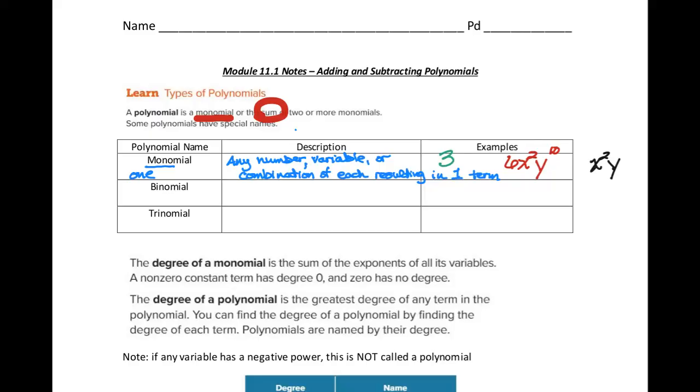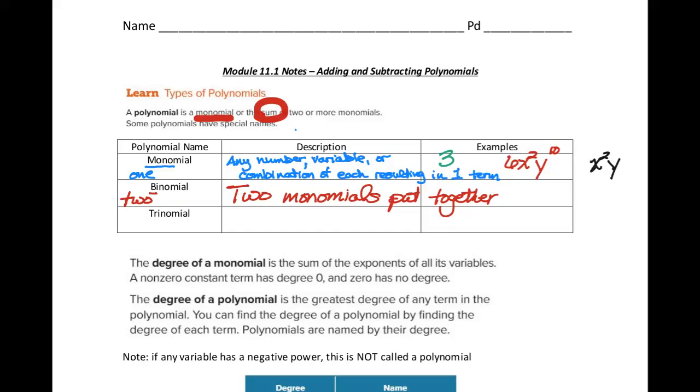Binomial. You know that the prefix bi means 2, like bicycle, or biology is the study of plants and animals, basically. So a binomial is 2 monomials put together. And these monomials and binomials, for right now, we are just adding or subtracting. So they will have an addition sign in between them, or a subtraction sign.